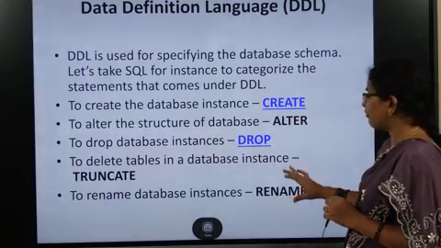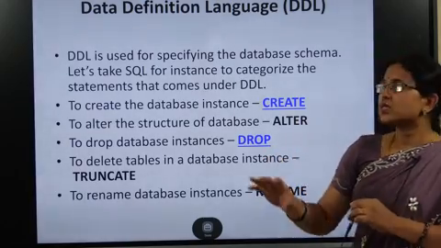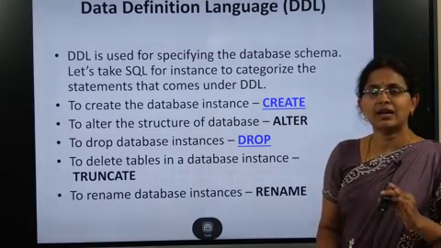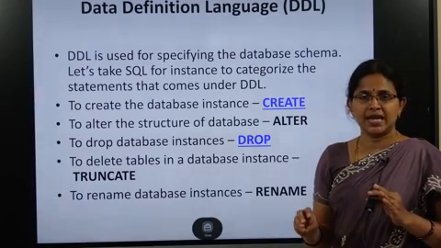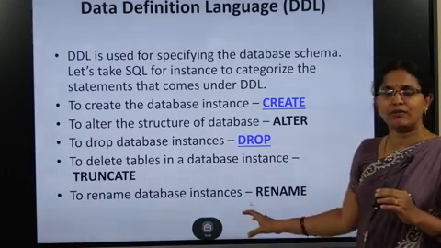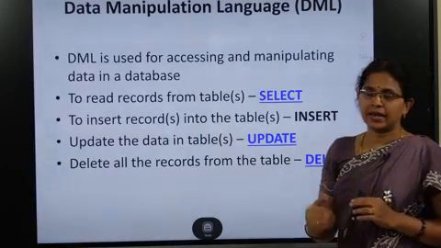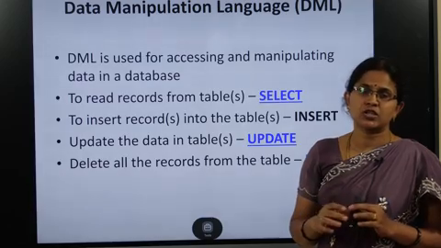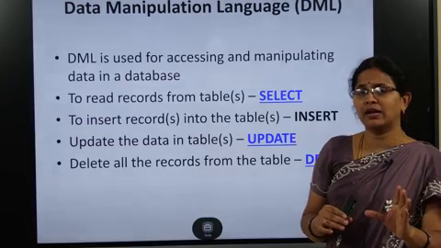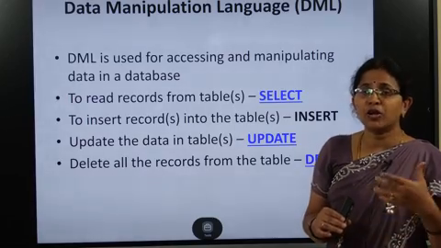So these 5 are the commonly used commands in data definition language. The first one is create, second alter, third drop, fourth truncate, and the fifth is rename. Okay, this is the first language. And coming to the second one, data manipulation language. You can clearly observe that the name itself indicates what exactly we are dealing with. DML, manipulation. It means changing the data, altering the data, modifying the data.